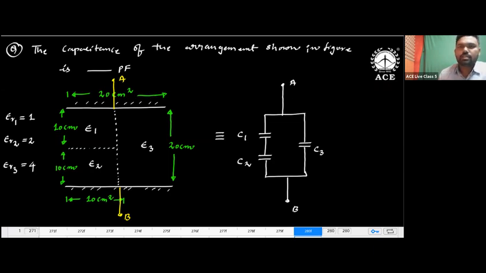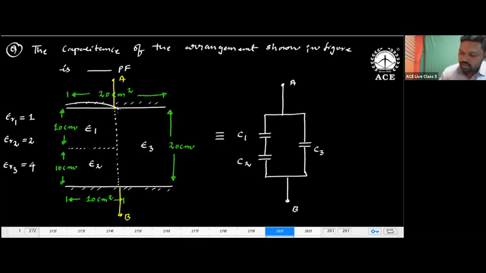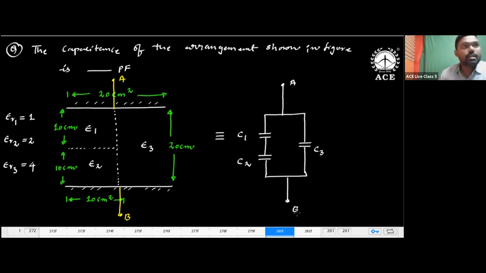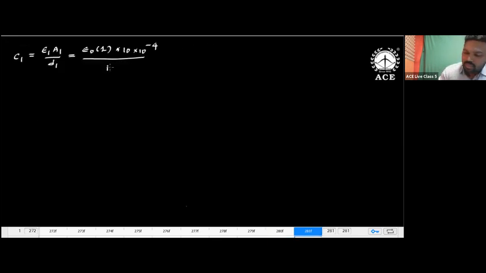I'm going to turn the page here. What is C1, beta? C1 is equal to epsilon 1 into A1 by D1, beta, which is epsilon naught, epsilon R1 is 1, area. How much is the area? This one. It is 10 centimeters square. So 10 into 10 to the power of minus 4, divided by spacing. What is the spacing from here to here? 10 centimeters. 10 into 10 to the power of minus 2.